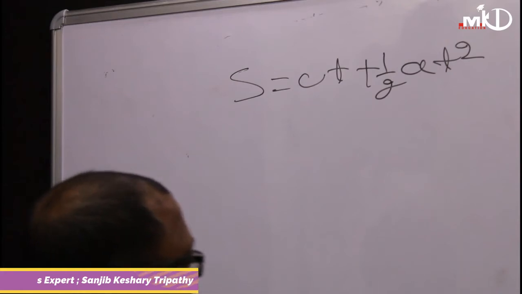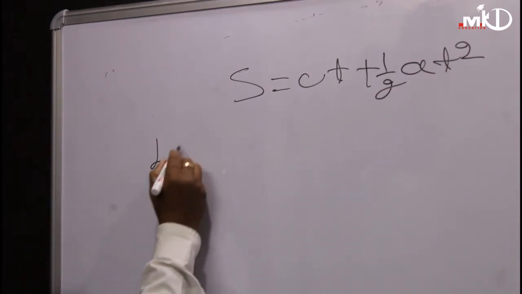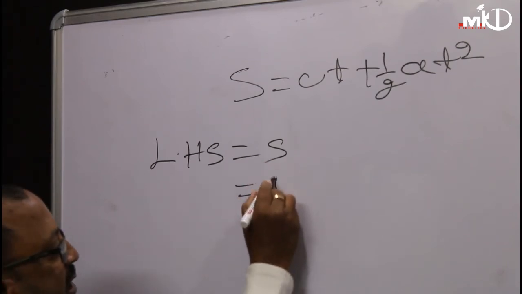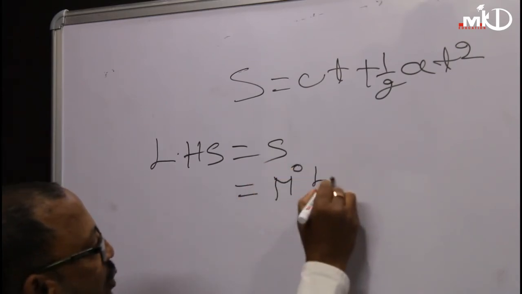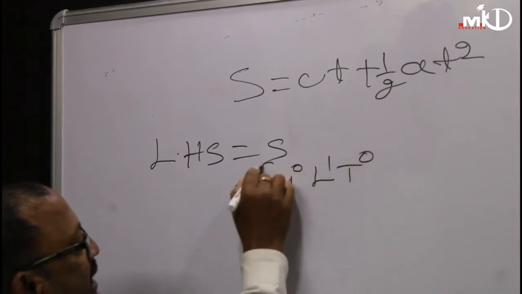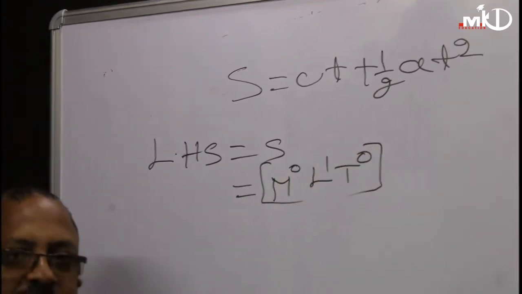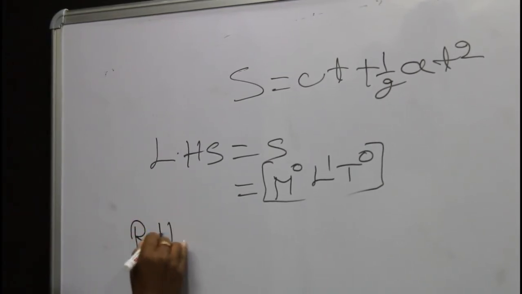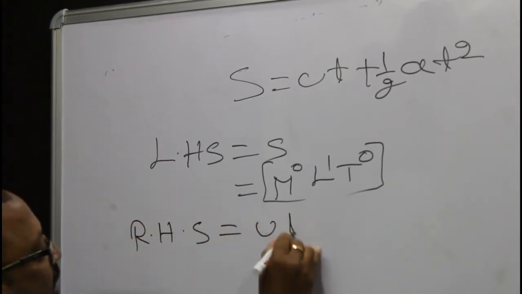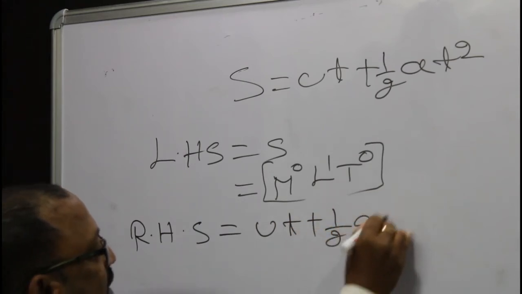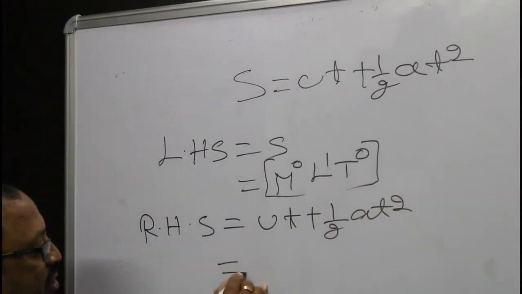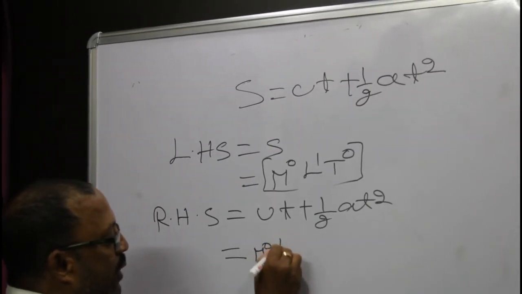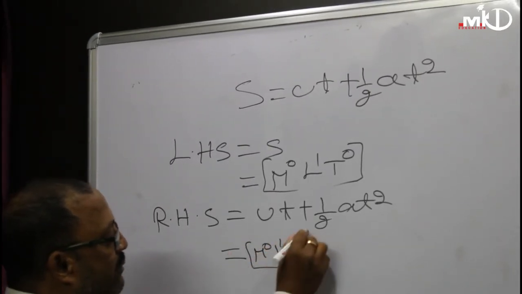Then to check the correctness of the equation, first I have to find the dimension of LHS. LHS, that is S. S is the distance, so its dimension is M to the power 0, L to the power 1, T to the power 0. That is the dimension of distance. So now we will switch over to RHS. RHS is equal to ut plus half at square. Now we have to use the dimensions: initial velocity is M0, L to the power 1, T to the power minus 1. That is the dimension of velocity.